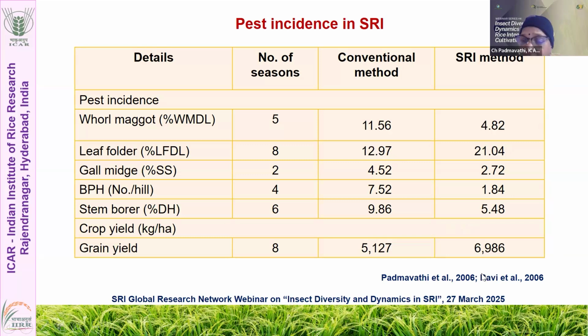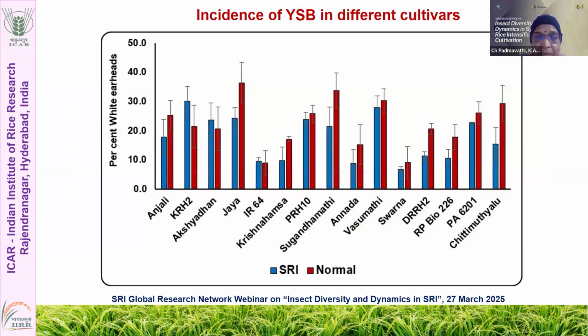This is not only our study, even the study of our cooperators. This is the study by Ravi from Coimbatore, who also found a similar result, wherein most of the pests are low in the SRI method. With respect to the cultivars, we have seen white ear head incidence. You can see here, it was low in the SRI method as compared to the normal method with respect to all the cultivars except two. Only in KRH2 and Akshaydhan are the white ear heads more, but in all the other cultivars it's less in the SRI method as compared to the conventional method.